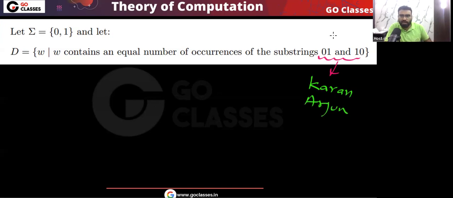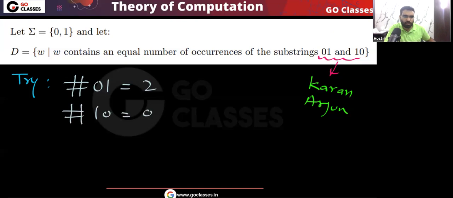See, can you bring two occurrences of 0 1 without any 1 0? Is it possible? Just try. Just try to bring this type of situation where you have two 0 1 strings. I am asking that you do this: the number of 0 1 strings is 2 and the number of 1 0 strings is 0. Is it possible? Create this type of string. Let me create a string where 0 1 is coming two times, but 1 0 is not coming. Can you create this type of possibility? Tell me. Let me know.